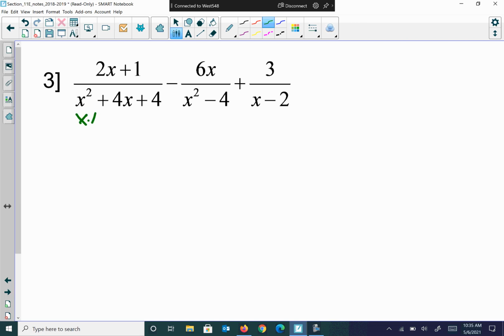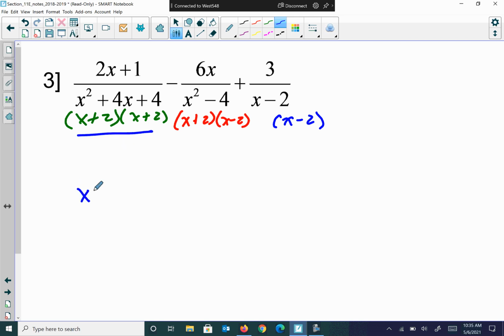So this first one breaks up, just breaking the denominator, to x plus 2, x minus 2. And this last one is just going to be x minus 2. So friends, what is my common denominator? Now, question, do I have to have x plus 2 and x plus 2? I do. And the reason I need that is it was listed twice here. So I have this.